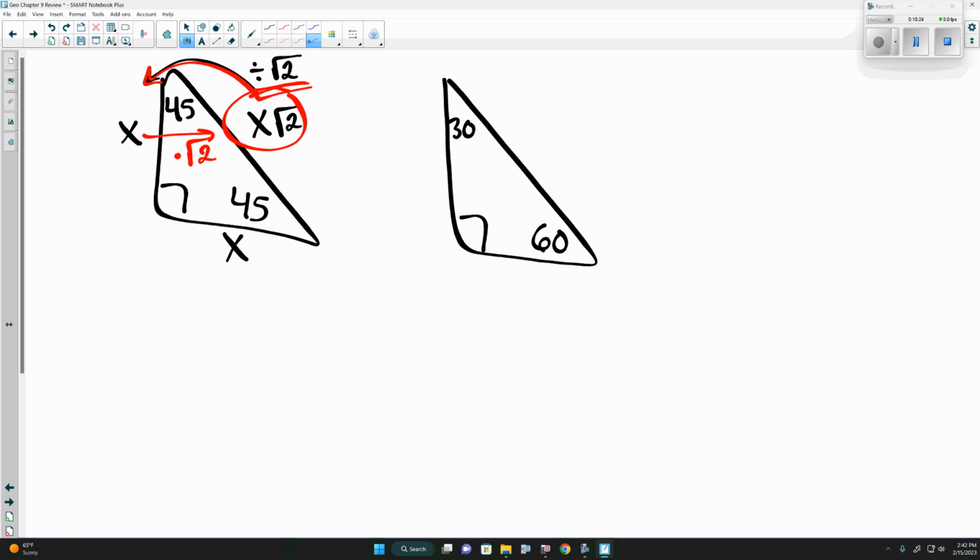Okay. As long as you understand how to go from one to the other, that's the key. Because if we're given the legs to go to the hypotenuse, we multiply by the square root of 2. If we're given the hypotenuse, we divide by the square root of 2.